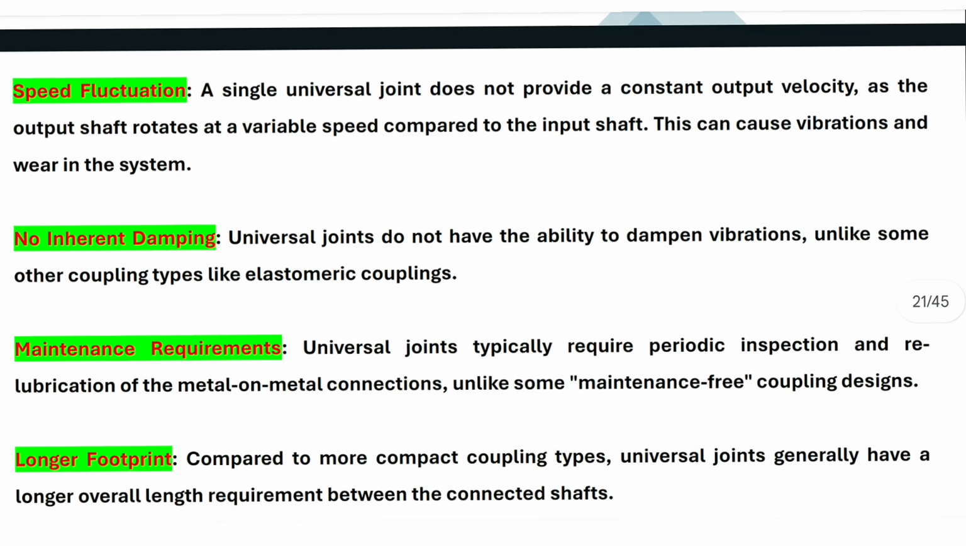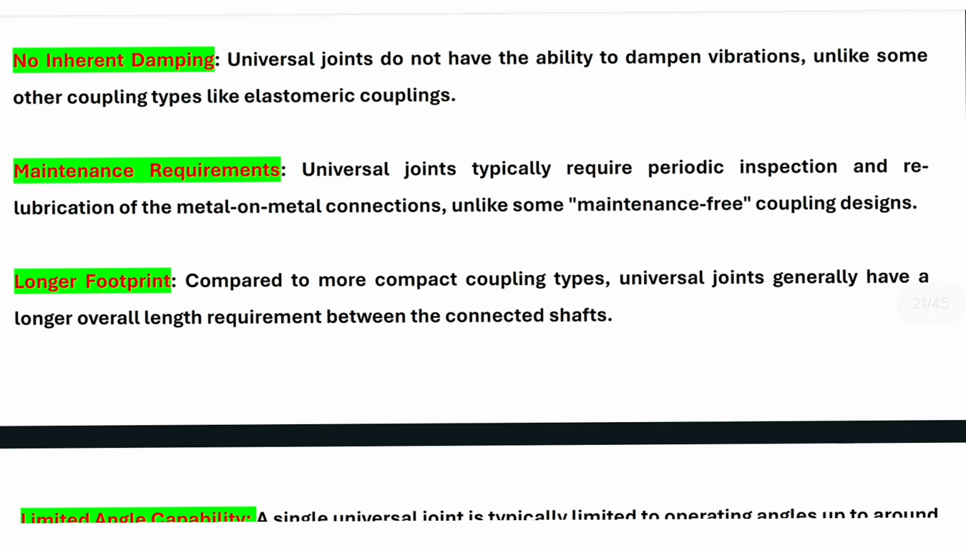Okay. Next is speed fluctuation. A single universal joint does not provide a consistent output velocity. The output shaft rotates at a variable speed compared to the input shaft. This can cause vibration and wear in the system. Second, no inherent damping. Universal joint couplings do not have the ability to dampen vibrations, unlike some other coupling types like electromagnetic couplings.